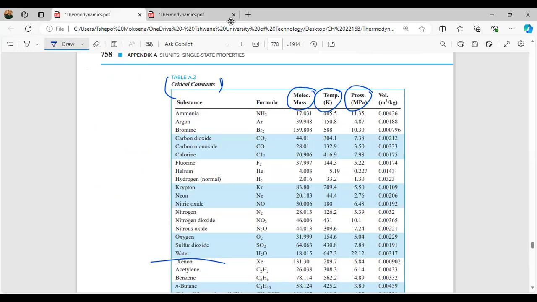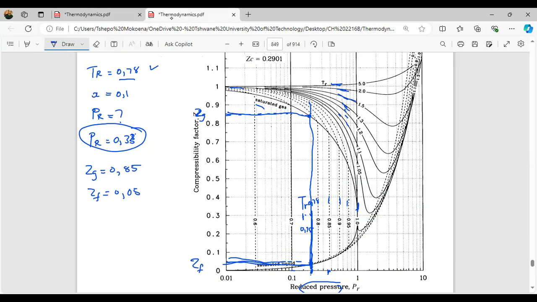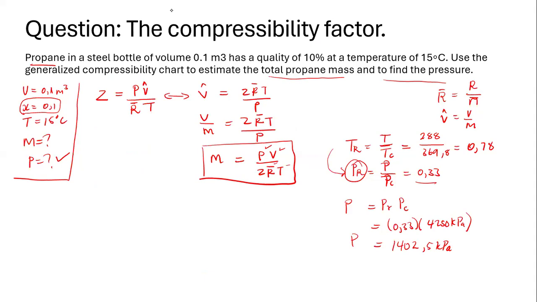Wait, let's confirm our values. Let me write them down in my book so that I can remember them. Z of G is 0.85. Z of F is gonna be 0.05. So now what are we going to calculate? Let's see. Remember we need Z, right? Not Z of fluid, not Z of vapor.